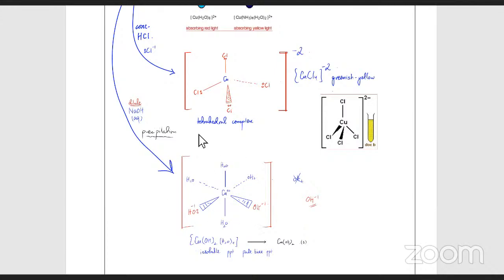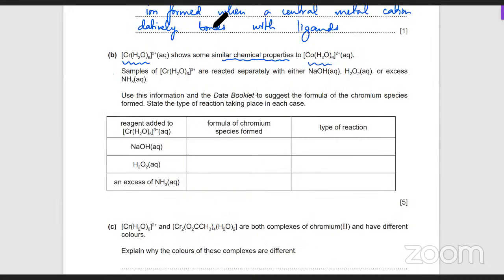structure. So the question is about chromium has the same features as cobalt. So with NaOH, what would happen is formula of the chromium species, it will form a precipitate, chromium hydroxide. Copper would form copper hydroxide, cobalt would form cobalt hydroxide. Type of reaction, that's precipitation.